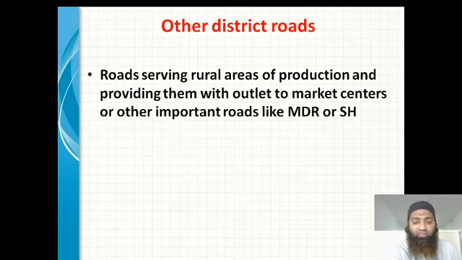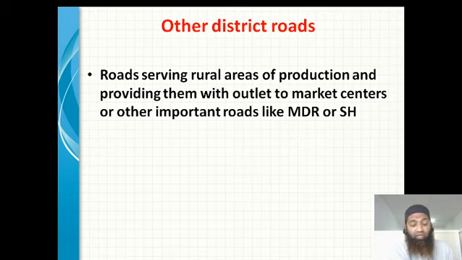These are the roads serving rural areas of production and providing them with outlet to market centers. So you can see here these district roads are those roads which are in the rural areas. These rural areas should also be connected to the major district roads. From those major district roads they should be connected to the state highways, and from the state highways to the whole country, as you can see.